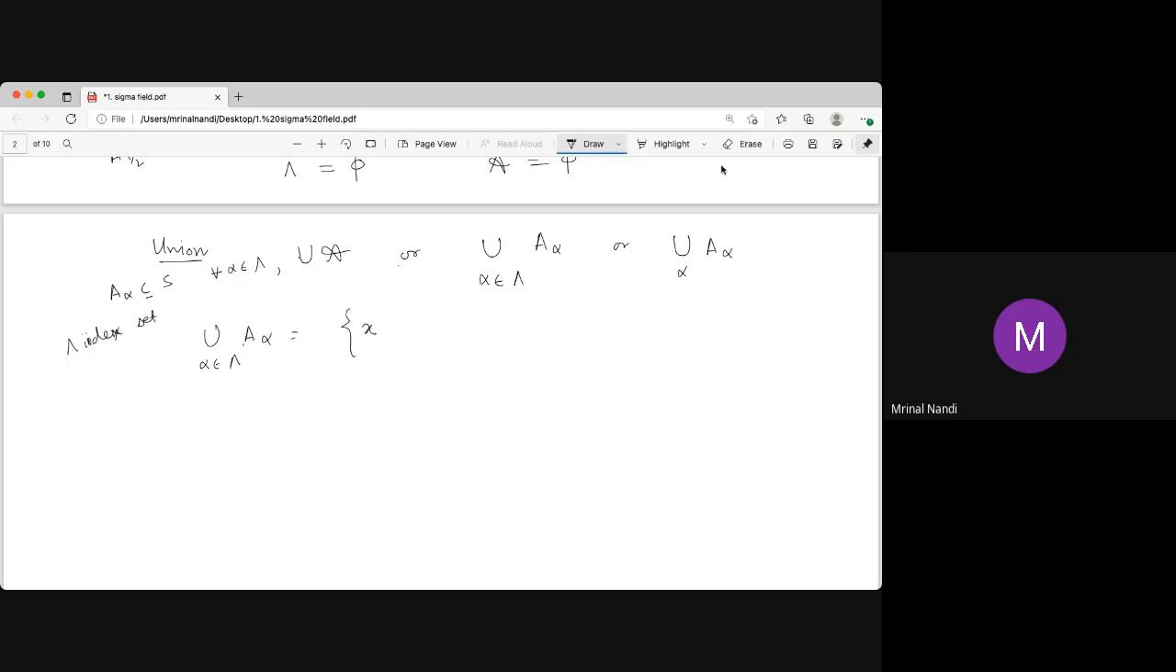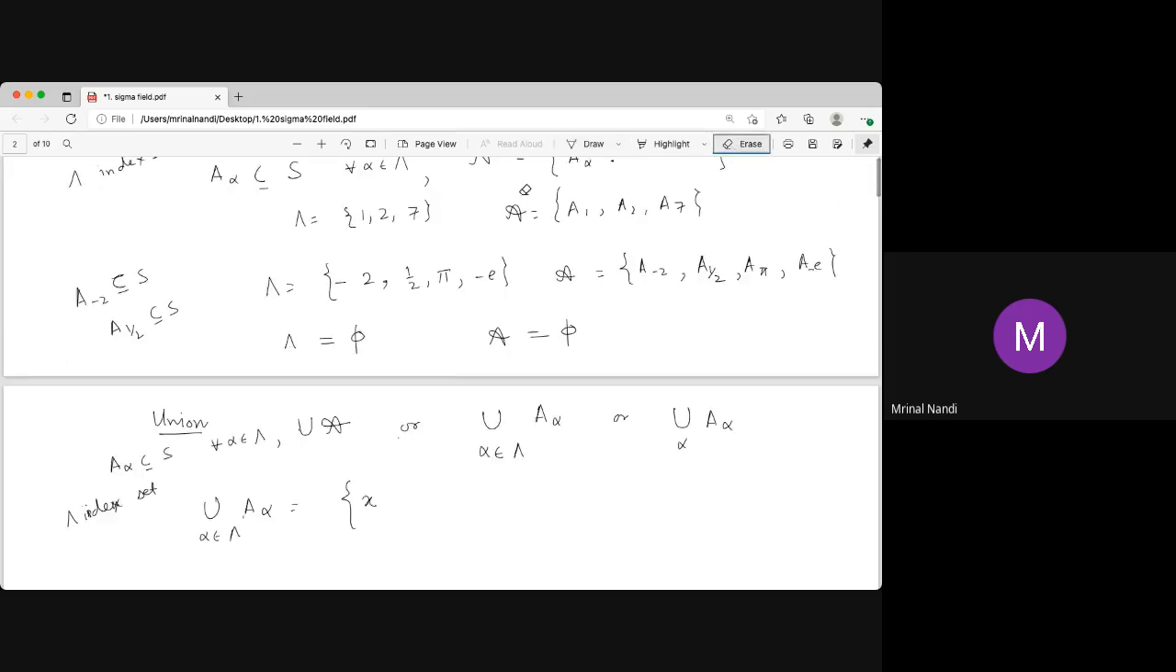Remember that lambda may not be 1 to 3. Lambda may be something like dog, cow and cat. Then the names of the sets are A dog, A cow, A cat. So these are 3 sets. A dog is a subset of the real numbers, and may be the set 1, 2, and 7. A cow may be the whole of the natural numbers, and A cat may be some other set.